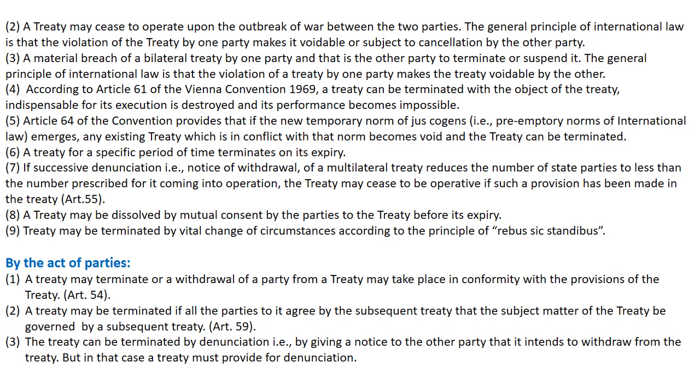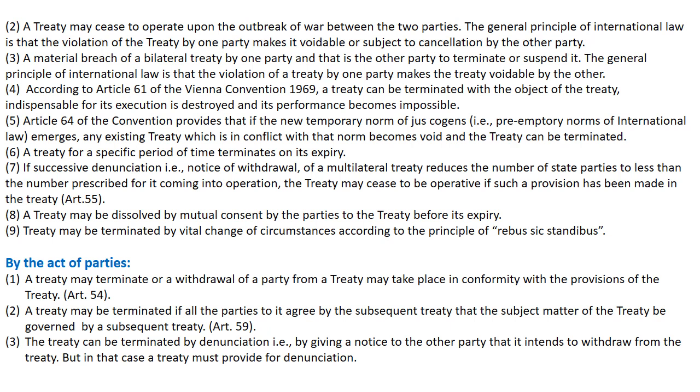This is in Article 55. So what it says is, if in a multilateral treaty the number of states party to the treaty is reduced below the minimum, and if it is written in the treaty that if there are fewer than the minimum number of states, then the treaty ceases, or gets terminated.